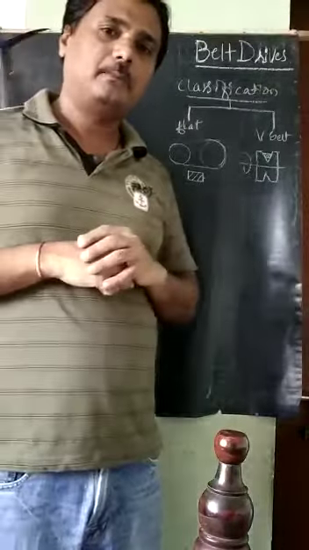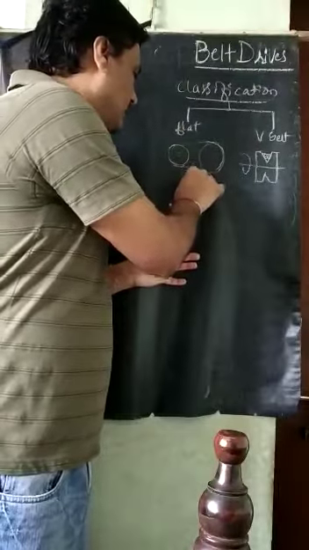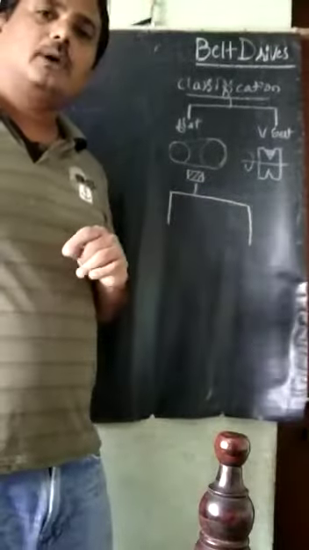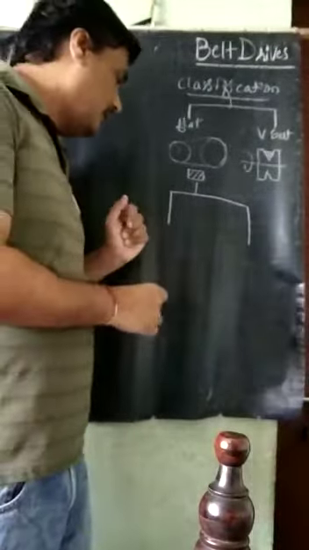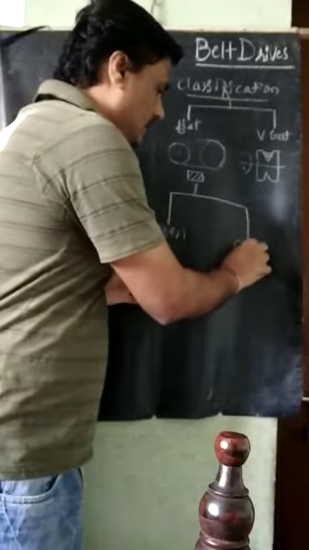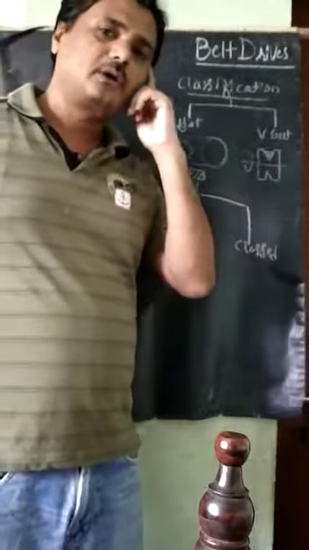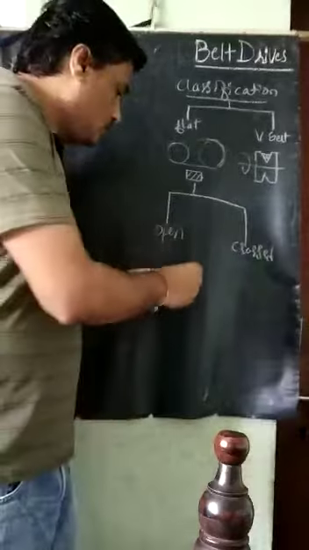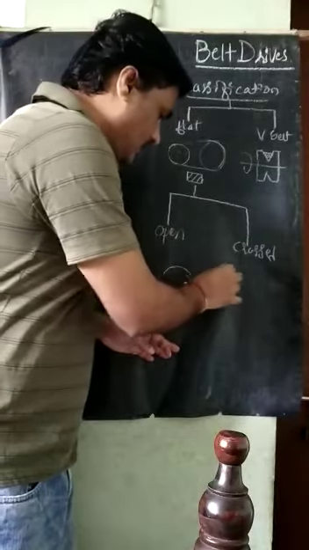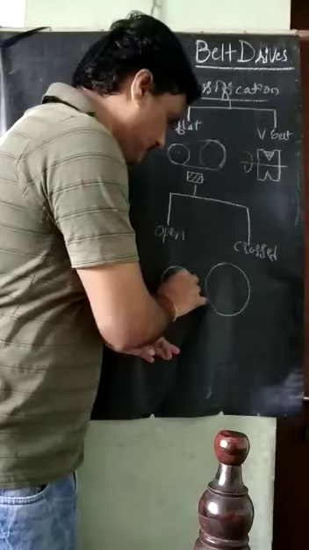Again, this flat belt, based on the type of drives, is classified into two types. What are these two types? One is the open drive, and the other is the crossed drive. Open drive means when the two shafts are parallel. Here, for example, this is a driver and this is a follower.